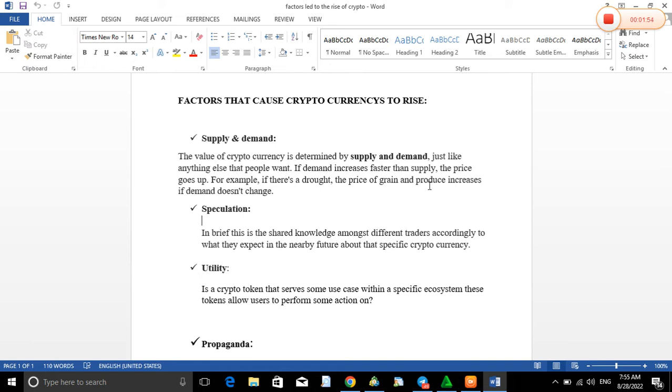Remember, when someone is creating a cryptocurrency, in brief, he or she creates a cryptocurrency with a fixed supply of coins. If you look at Bitcoin, which is the highly global cryptocurrency which is well known in the whole world, Bitcoin has a maximum supply of 21 million coins.